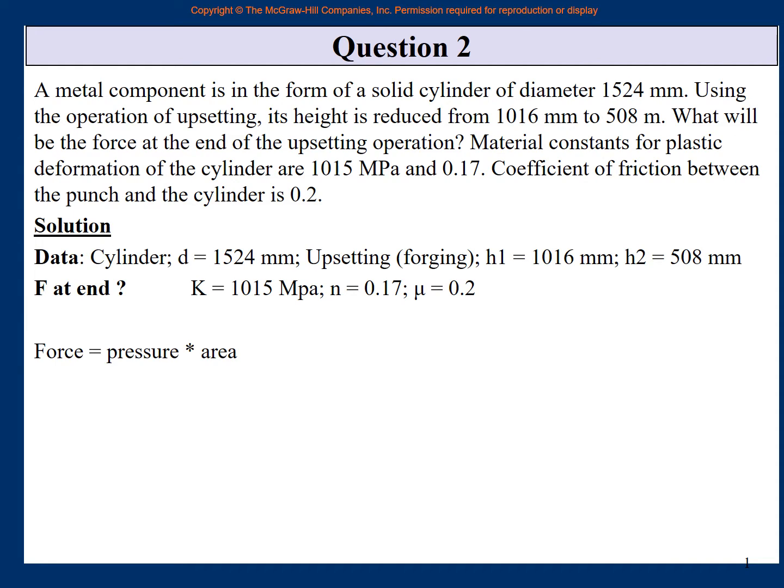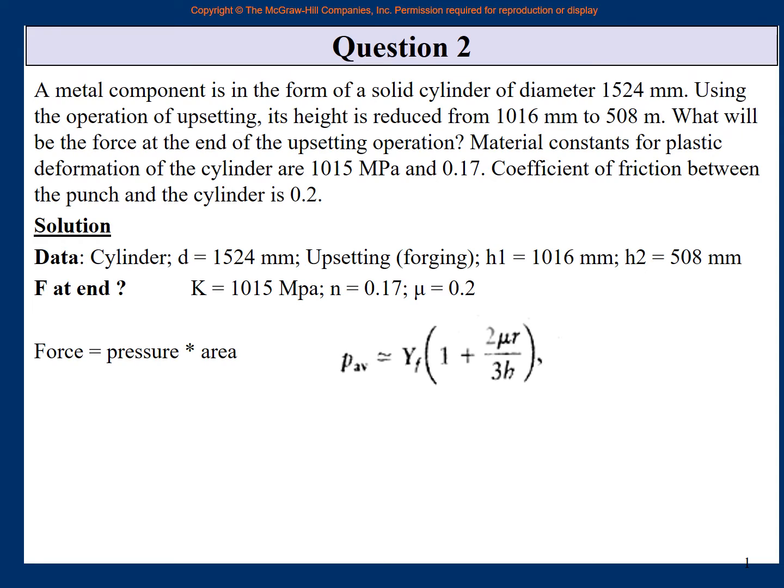Right? So we know that force is pressure into area. This is the first thing that we know. Area, of course, will be found by the dia and so on. So if it is force at the end, then this area will be based on area at the end, right? Area at the end. So this is one thing, and it is a cylinder, right? It is a cylindrical thing. So the dia is given, okay?